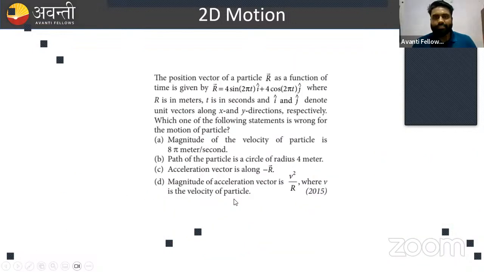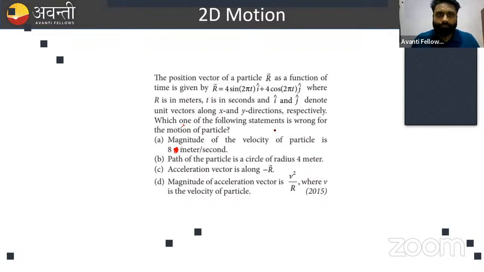Now the second question is this. Here, before starting the question, I would like to say to you कि इसका जो option A है, इसमें pi नहीं होगी. There is no pi in this. It is 8 meter per second. This is a typing error. I'm sorry for that. So just read this question and try to solve it.